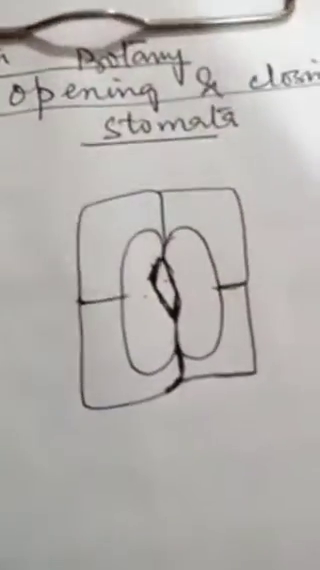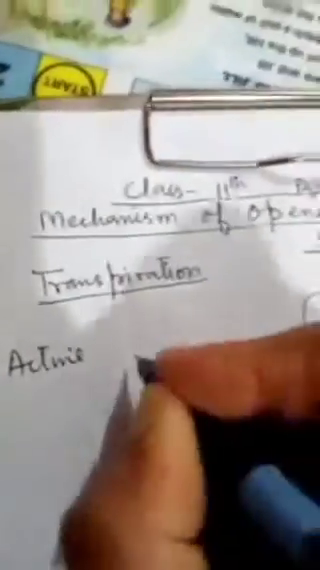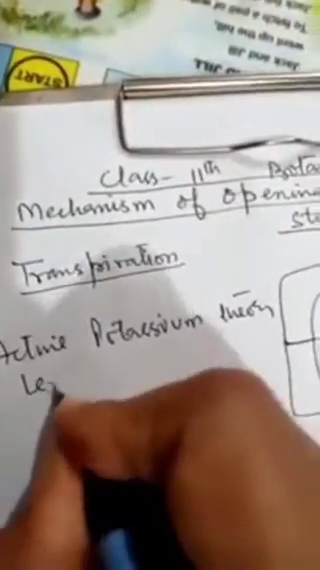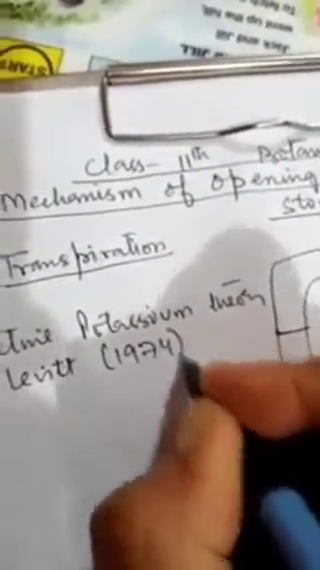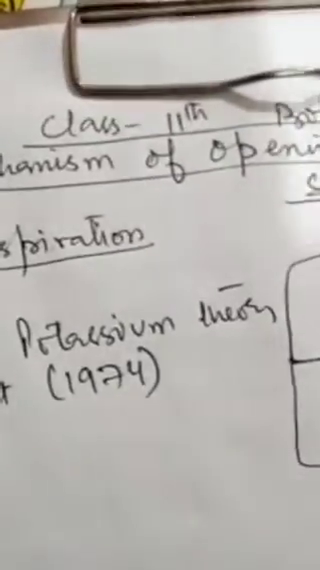Now, what is the mechanism of this opening and closing of the stomata? Various theories have been put forth to understand this mechanism, but the best and most modern theory we have is called the active potassium theory, given by Levitt in 1974. This is a very important modern theory, with which we can easily understand how the stomata open and how the stomata close.